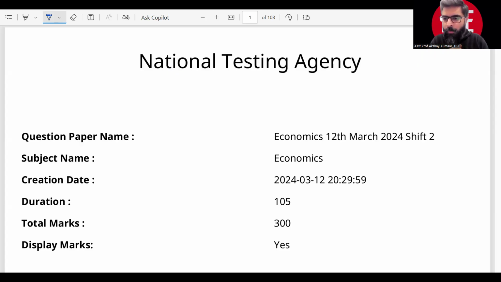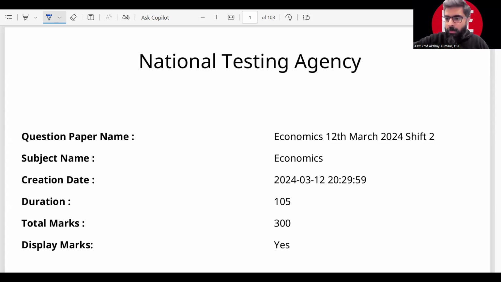Okay, I hope I'm audible to all my students who are attending this particular lecture for the PG Economics CUET entrance exam. In this lecture, I'm going to continue with the discussion of the 2024 question paper for the PG Economics CUET exam, which all students can now currently see on your screens.